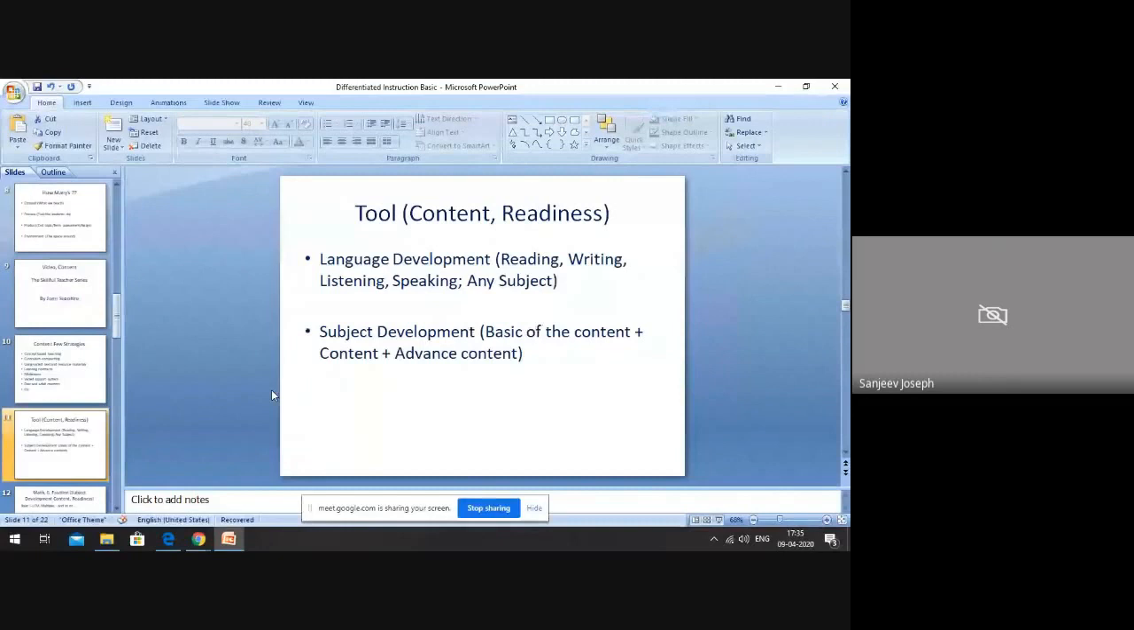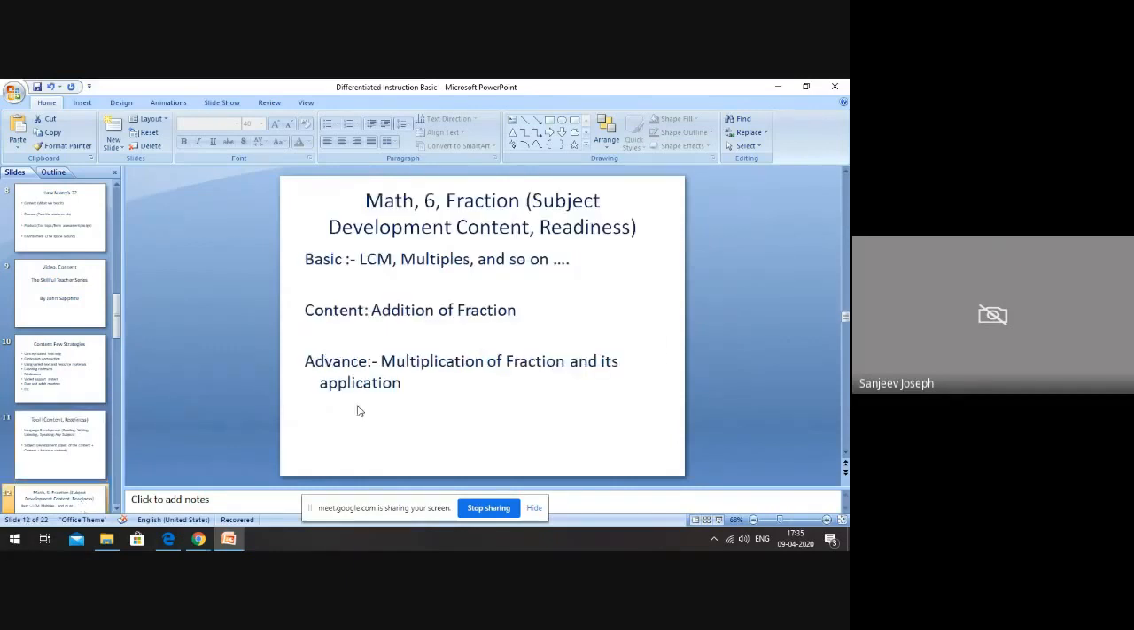The second thing is subject development. As I was telling you, when the content was discussed for the video, we have content for the chapter, but there is some basic content to be given and some advanced content to be given. Let's see another thing I do in my mathematics class, where I'm teaching fractions. I'm talking not about language development now, but subject development, that is, content according to the children's level.